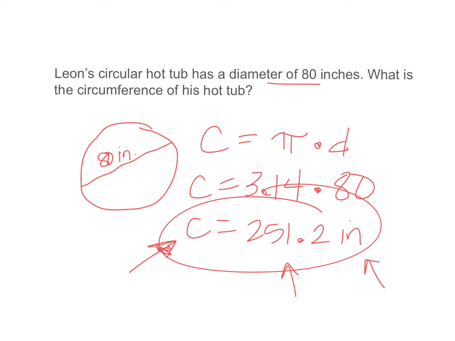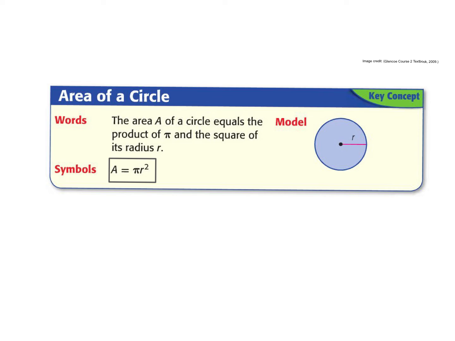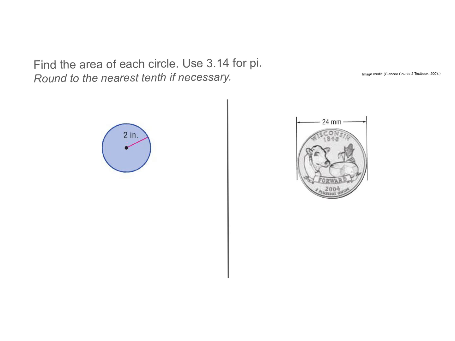I have whatever it is that I'm finding, the C, I have my answer, and I have my label. Okay, now we're going to talk about the area of a circle, which would be the inside of a circle. And the area of a circle is going to be pi r squared. So for the area, we do have to have the radius. But we know how to find the radius if we're given the diameter, because we just cut it in half. So make sure you have that formula written down. All right, so let's find the area. So again, we have area equals pi r squared.